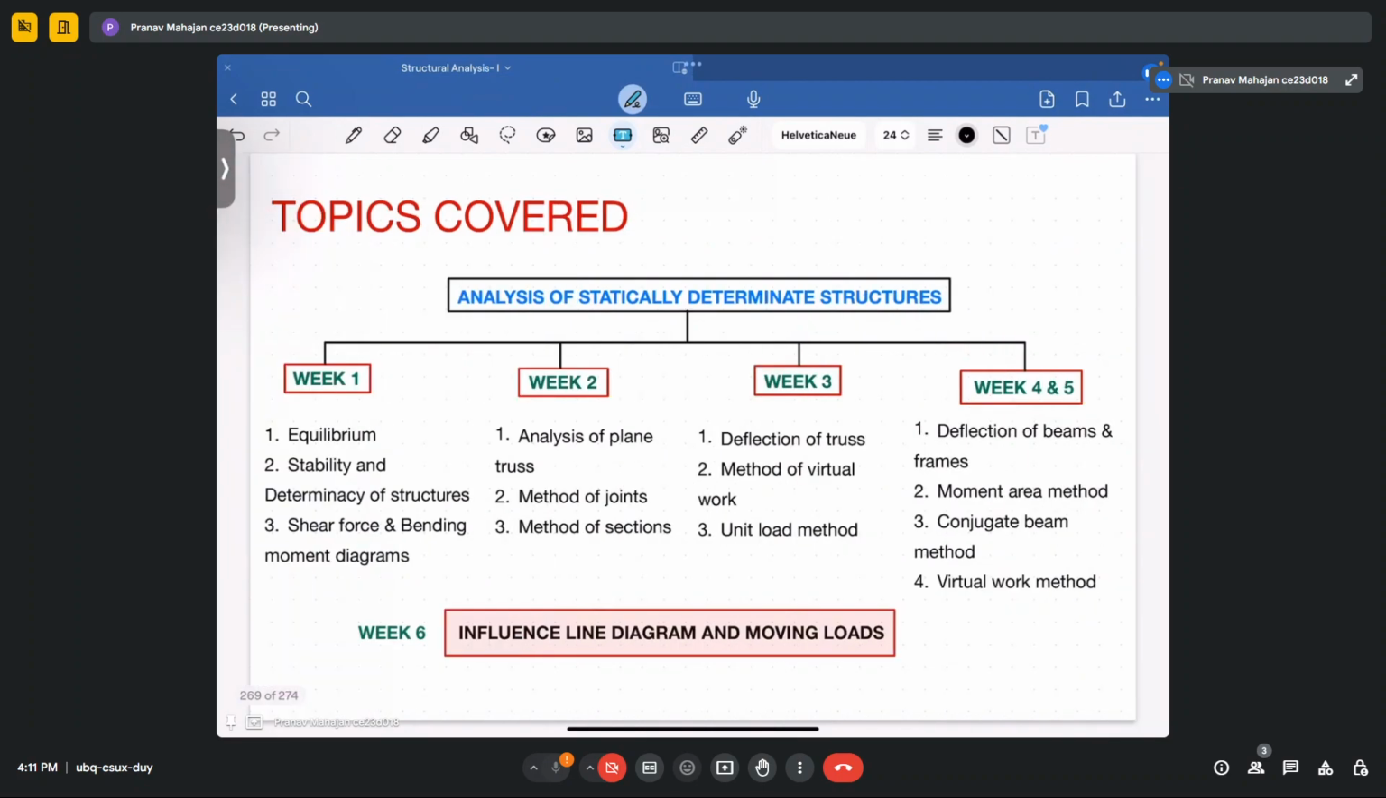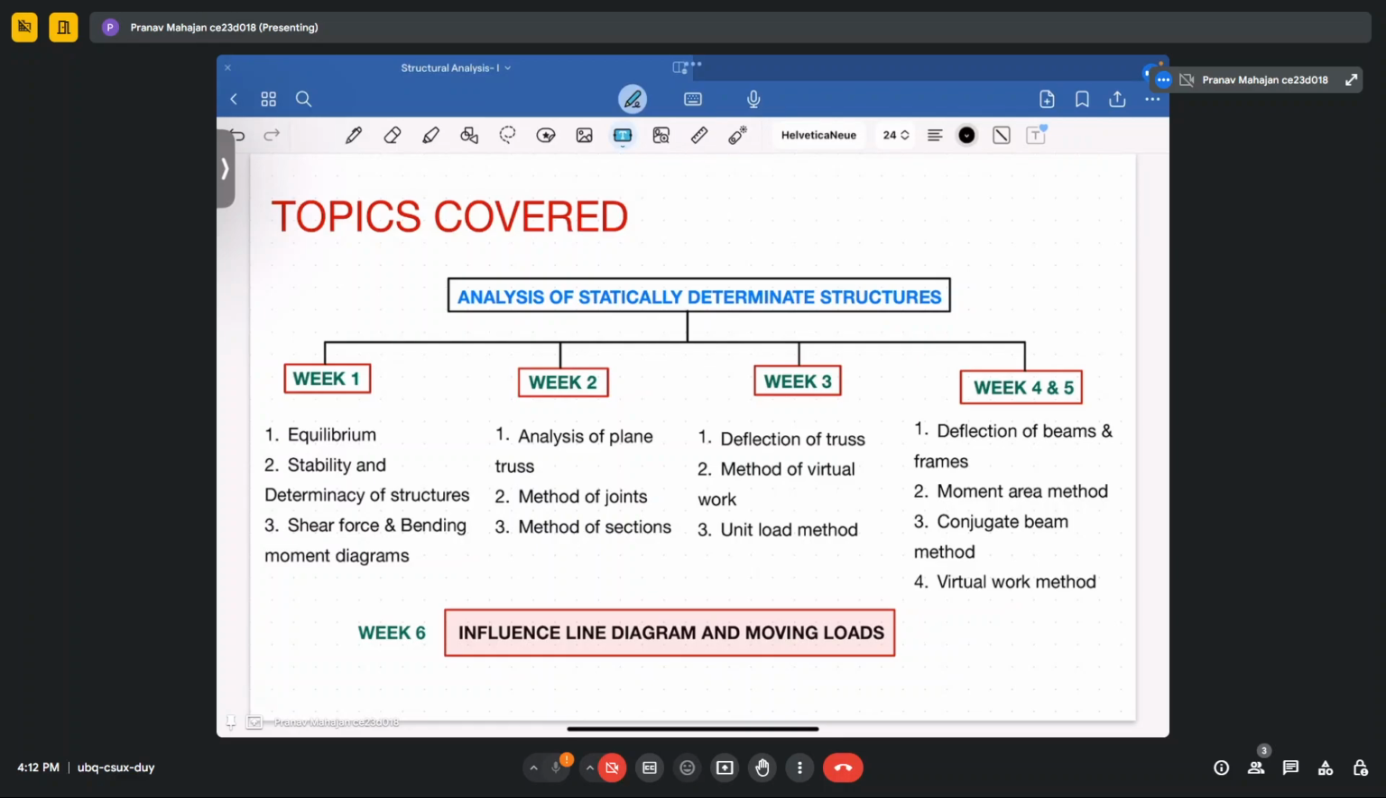So till now, what have you covered? Up to week 11, we started with the analysis of statically determinate structures. In the first week we started with the basic foundation of this course: how we can calculate the reactions and moments at various support ends, and what kind of reactions are developed when it is a fixed end. So how many reactions are developed, whether a vertical reaction, a horizontal reaction, or a moment, that is, rotation restriction, is also there, and how it changes from support to support.